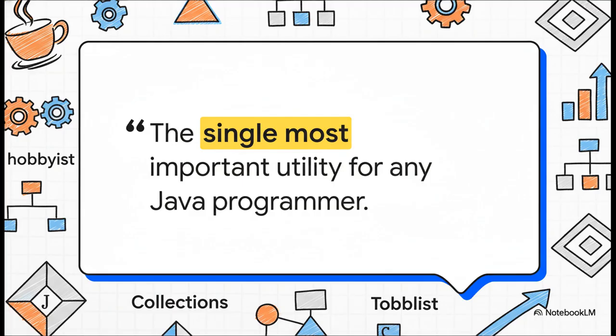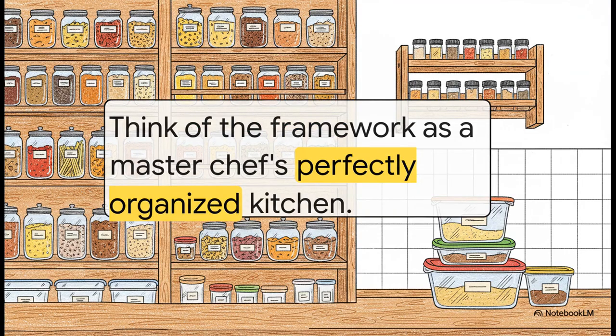It is that important. So let's really lean into our kitchen analogy here. This framework is your organized pantry, it's your spice racks, your labeled containers. Everything has a specific place and a specific purpose. It lets you work faster, cleaner, and ultimately create something incredible.